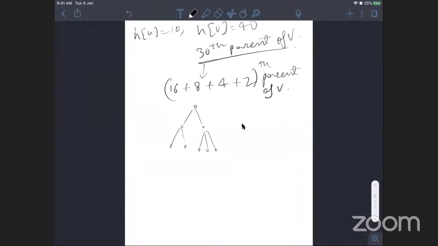what we were doing was that we were just maintaining the parents, right? This guy knew his parent. This guy knew his parent. This guy knew his parent, etc. Now we'll maintain some extra information also, which is slightly tricky. So just try to understand this part as well as you can.